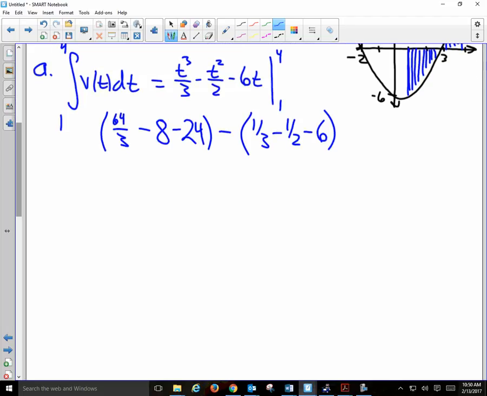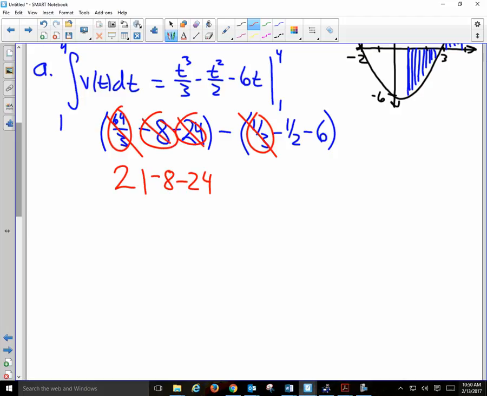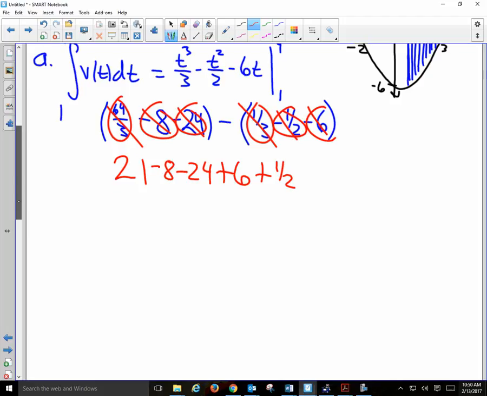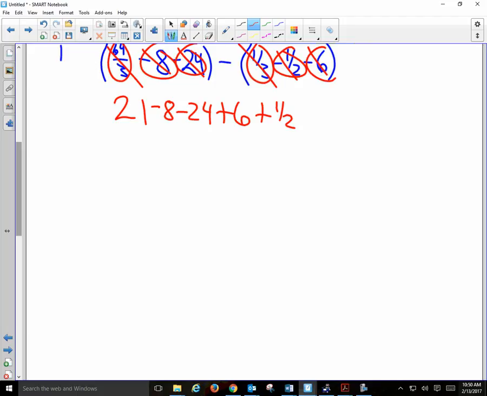And part of the reason I like to set it up like this is, number one, you're most likely going to be allowed to use your calculator in this part of the test when you get the AP exam, but not necessarily. So if you want to evaluate this by hand, I look at the ways in which I'm least likely going to make mistakes. So I look at 64 thirds minus 1/3, and I get 63 thirds, which is 21. I have a minus 8, a minus 24. Those are gone. I'm going to have a plus 6. I'm going to have a plus 1/2. So, again, if you can't use your calculator, I think that's the way that you are least likely going to make a mistake.